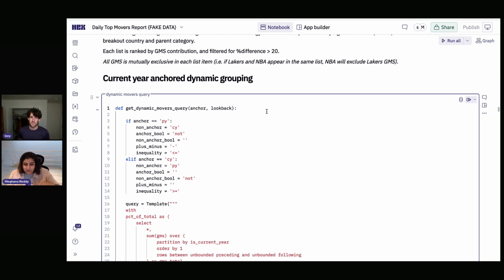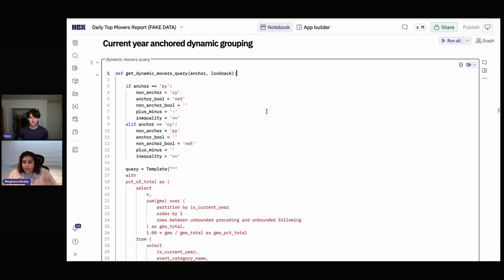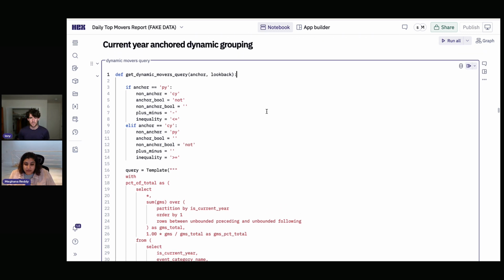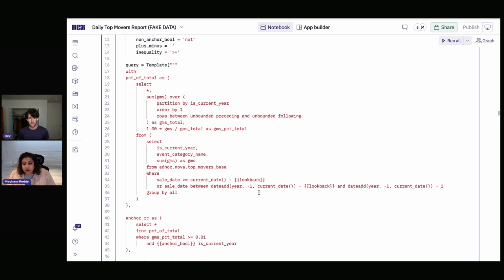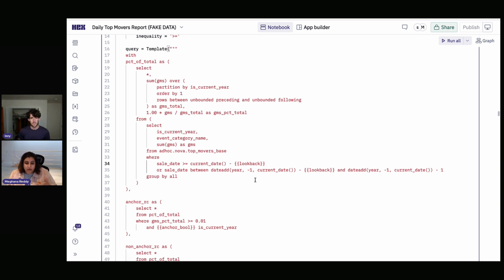So we'll try to go through all of the code here today, but my main point in showing this is that in order to do this sort of dynamic movement, you need to be able to anchor to present year and current year in a dynamic way, and you need to be able to essentially join these different categories of breakouts, whether it's the reporting category, meaning like the team or artist, or the country, or the bigger genre, and build this query dynamically. So you can see our little look back Jinja parameters here to be able to dynamically generate these queries.